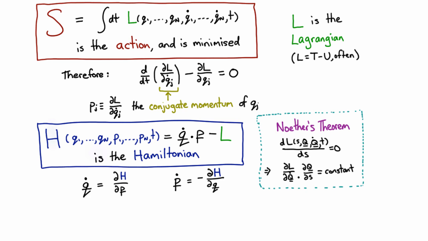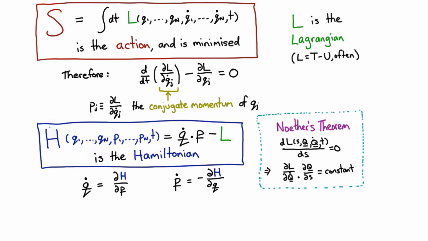Previously on classical mechanics, there's a thing called the action, which is the integral of the Lagrangian, which is minimized. That means that the coordinates must obey the Euler-Lagrange equations, which are these. This quantity here is called the conjugate momentum of q.